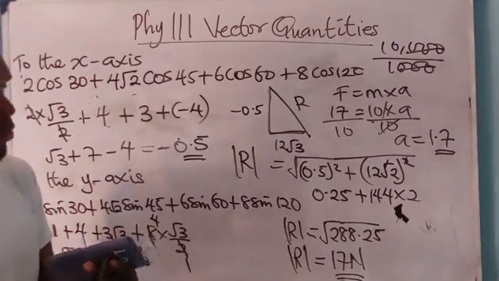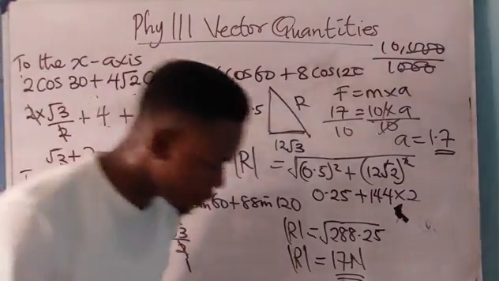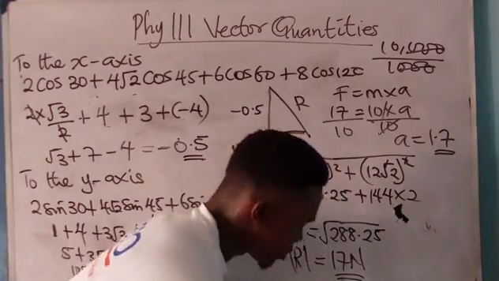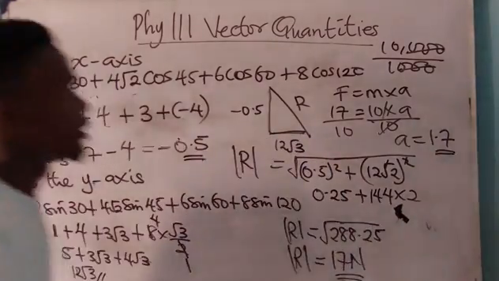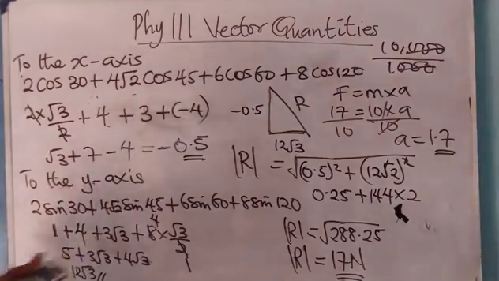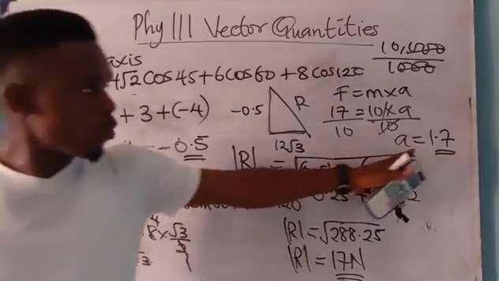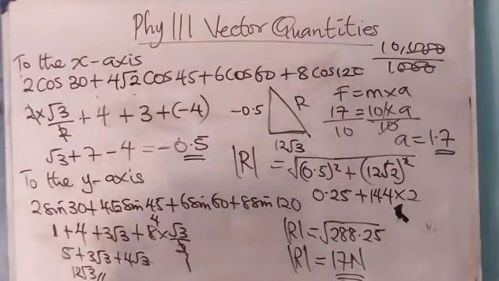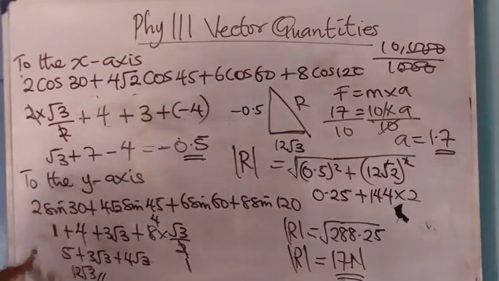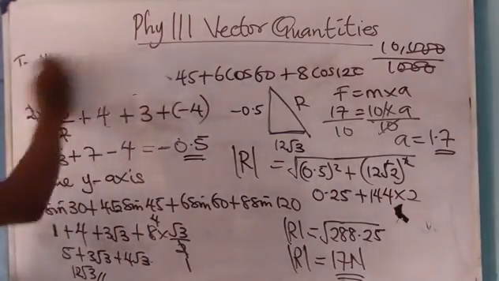It is very, very important. Now, another question. So just follow it step by step, which means that the final answer is 1.7. You do for the x, you do for the y. You now apply Pythagoras theorem.